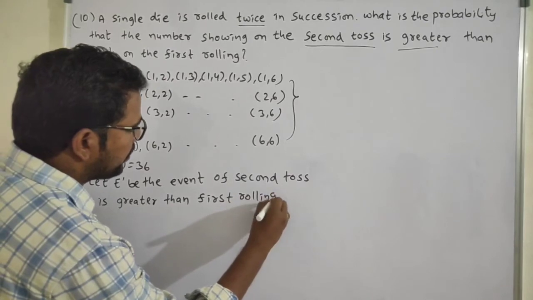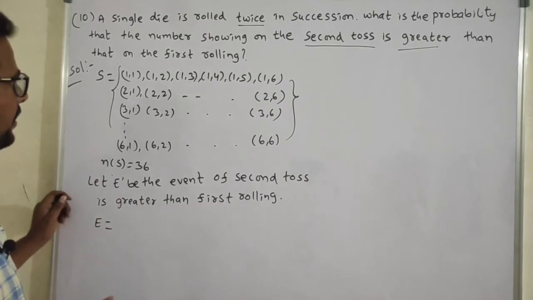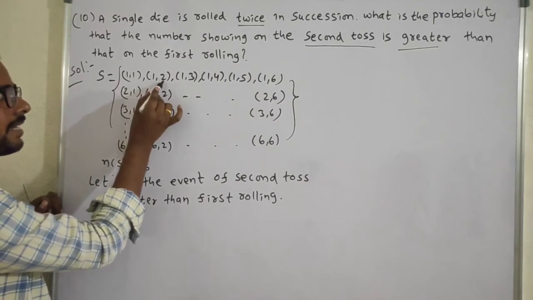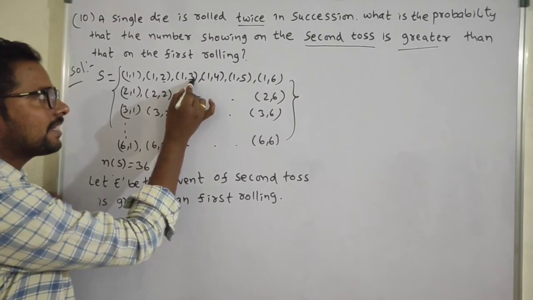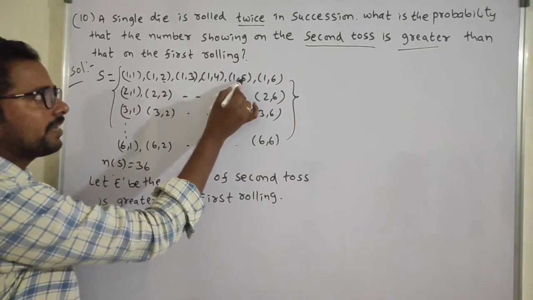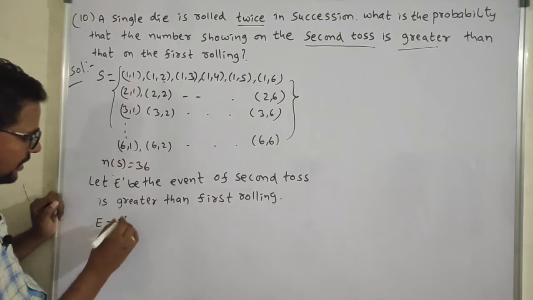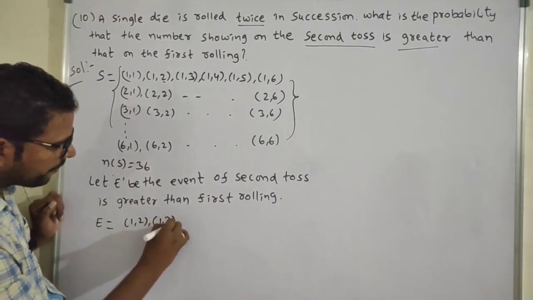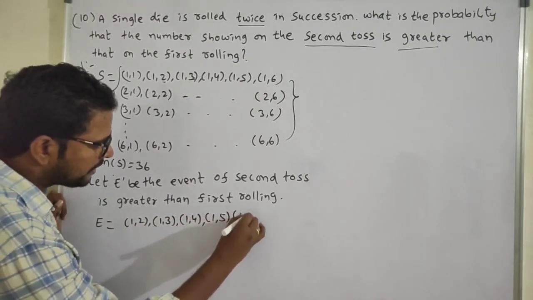First rolling. Take the event E such that the second die number is greater than the first die number. 1 1 is not possible, as both are the same. 1 2: the second die number is greater than the first die number. 1 3, 1 4, 1 5, 1 6 also have the second die number greater than the first. So what are the results? 1 1 is excluded; 1 2, 1 3, 1 4, 1 5, 1 6 are included.